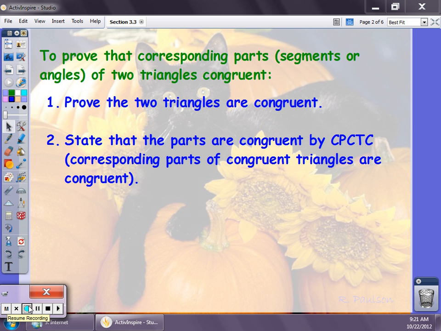To prove that corresponding parts, whether they are segments or angles, of two triangles are congruent, first, you must prove the two triangles are congruent using side-side-side, side-angle-side, or angle-side-angle. Second, state the parts are congruent by CPCTC, which is the abbreviation for corresponding parts of congruent triangles are congruent.